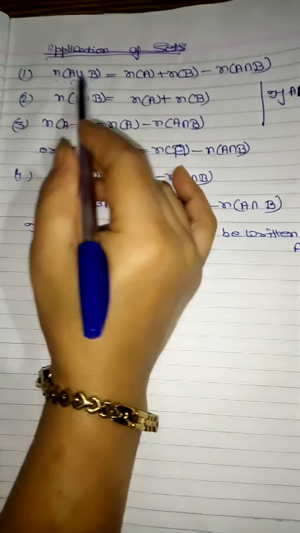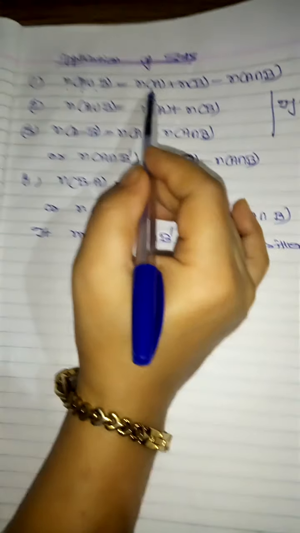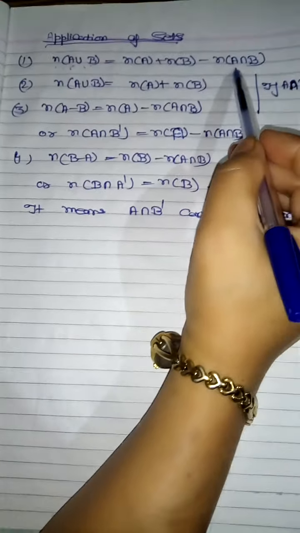n means small n, the number of elements in this set A union B. You know union means the combined elements of A and B. So n of A union B, the number of elements in the set A union B, is equal to n of A plus n of B minus n of A intersection B.